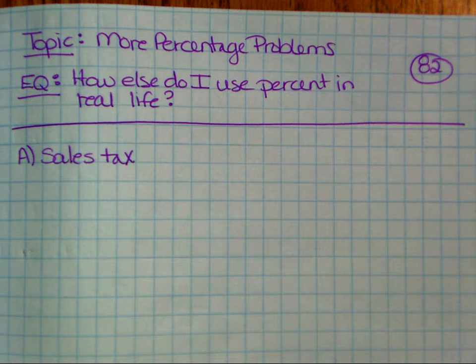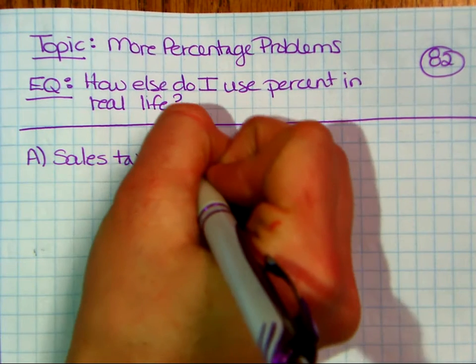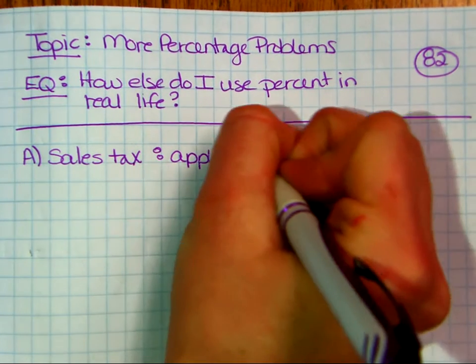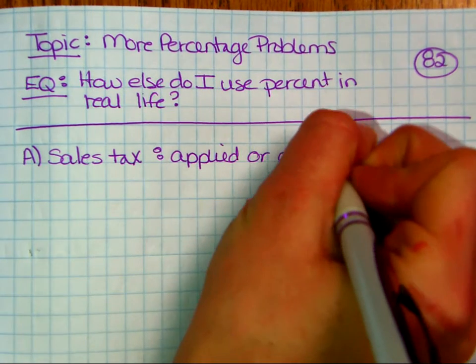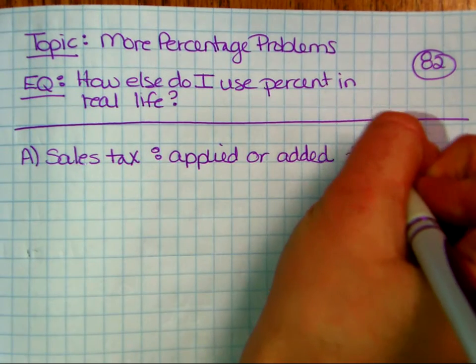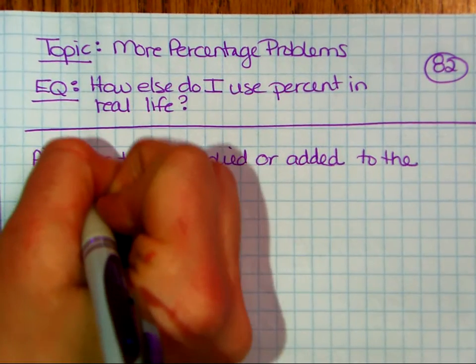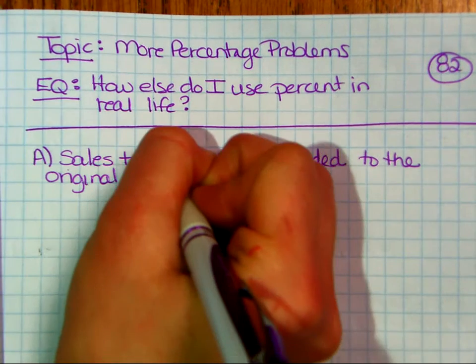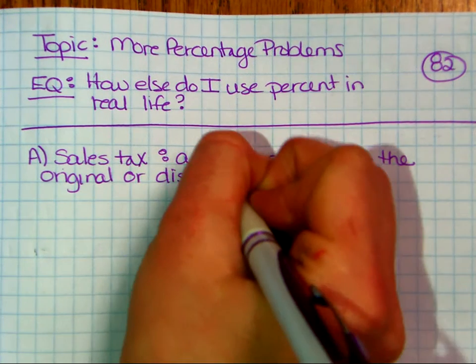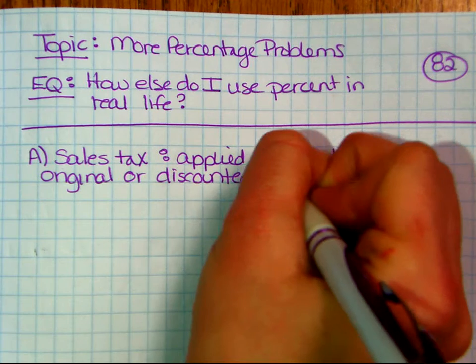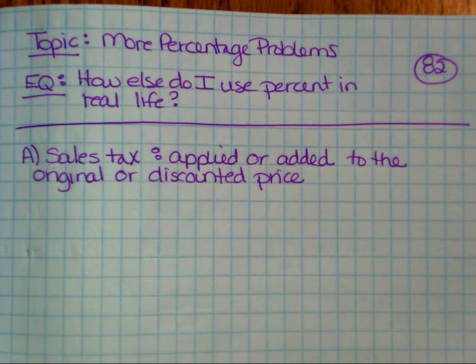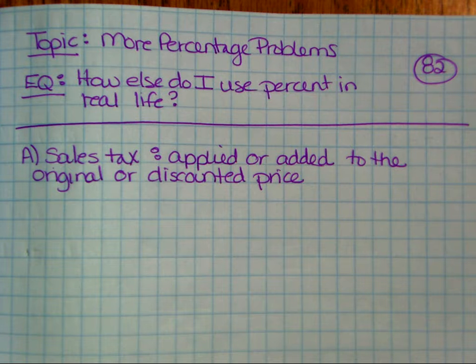Sales tax is similar in the fact that it's a percentage problem, but the difference is it is applied or added to the original cost or discounted price. Meaning, if you don't have a sale, you're just going to take the original price of an item and you're going to apply or add the tax to it. If you have a discounted price, you're going to find the discount, subtract it from the original price, find out what the discounted price is, and then apply the tax.